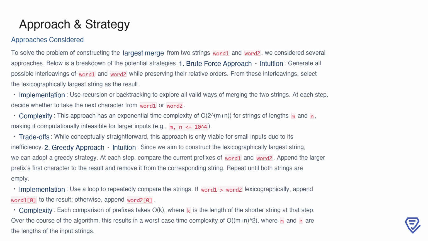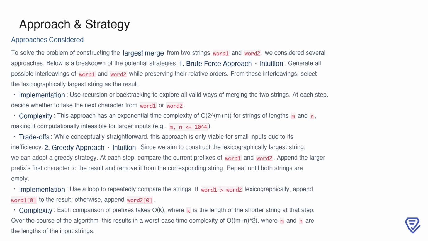This makes the brute force approach impractical for larger inputs, such as those at the upper constraint of 10,000 characters. Next, we considered a greedy approach. Here, the intuition is to incrementally build the result by always selecting the lexicographically larger character from the current prefixes of the two strings. At each step, we decide whether to take the next character from word 1 or word 2, append it to the result, and remove it from the corresponding string.